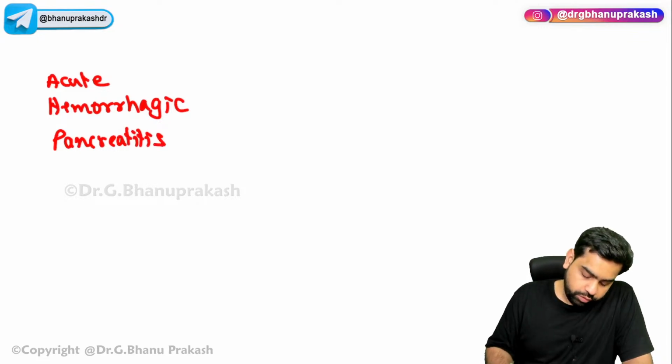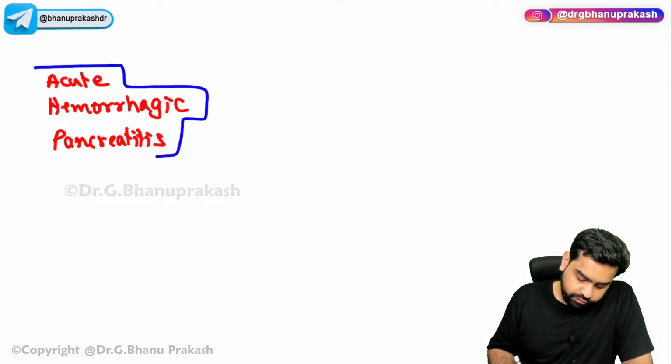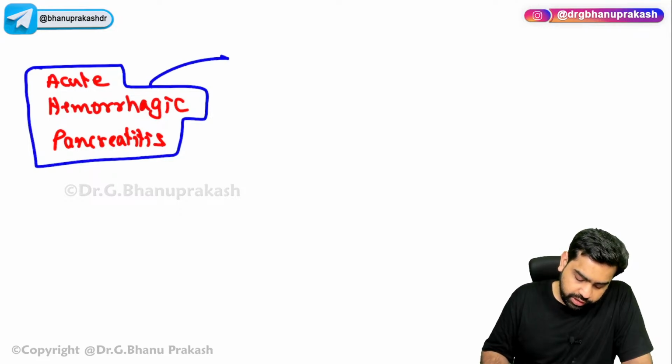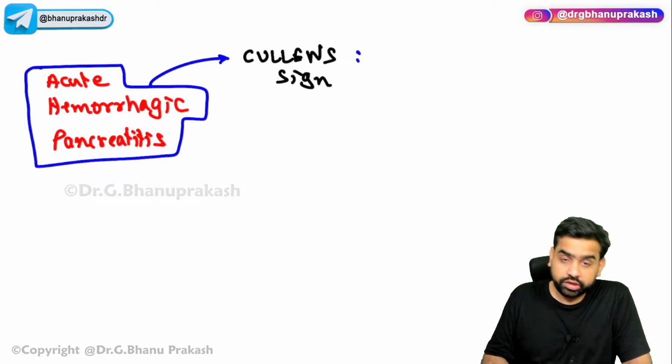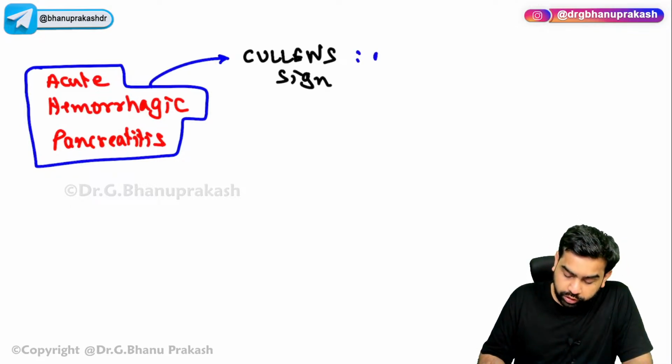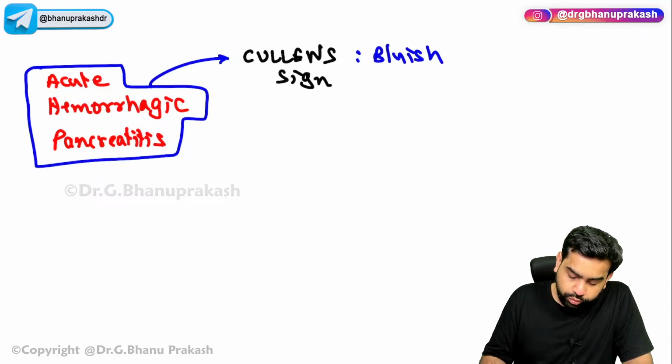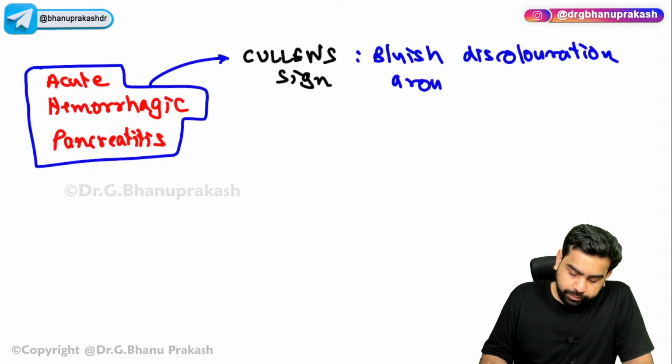in these particular patients, what you can find is what you call Cullen's sign. So there is something called Cullen's sign. What is this Cullen's sign? Cullen's sign is a bluish discoloration around the umbilicus. Okay, around the umbilicus.